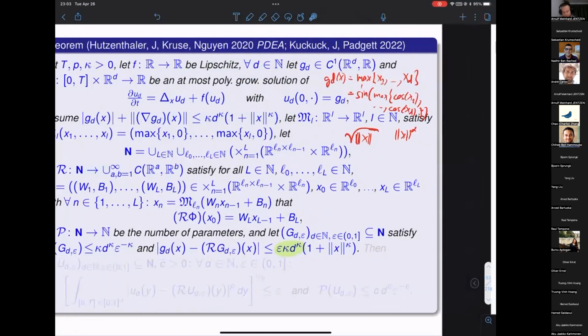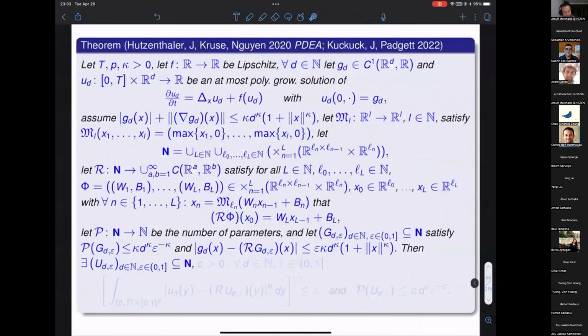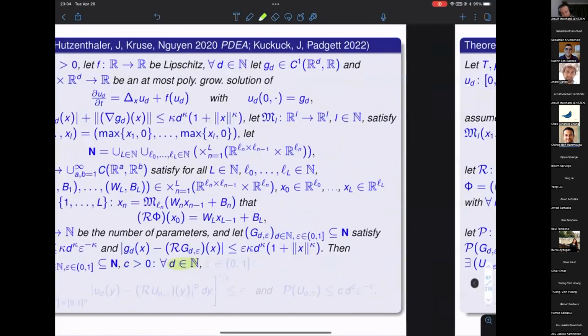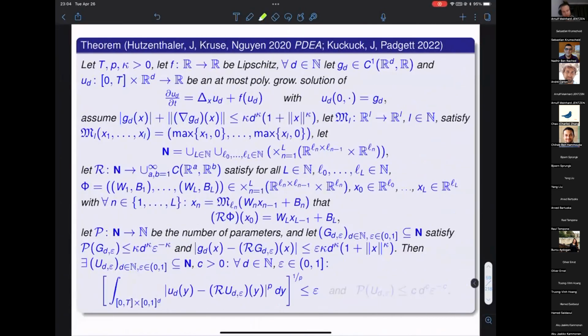And then the statement of the result is that under this assumption there exists a family of neural networks indexed over the problem dimension and the precision, as well as a constant C, a real number bigger than 0, such that for any dimension d and for any precision epsilon between 0 and 1, we have that the error, the L^p distance between the exact solution and the realization of the neural network, is smaller or equal than epsilon, and also the number of parameters of the neural network is bounded by a constant multiplied by d to the power of a constant multiplied by epsilon to the power of minus C. So the number of parameters grows at most polynomially in the dimension of the problem and the inverse of the precision.